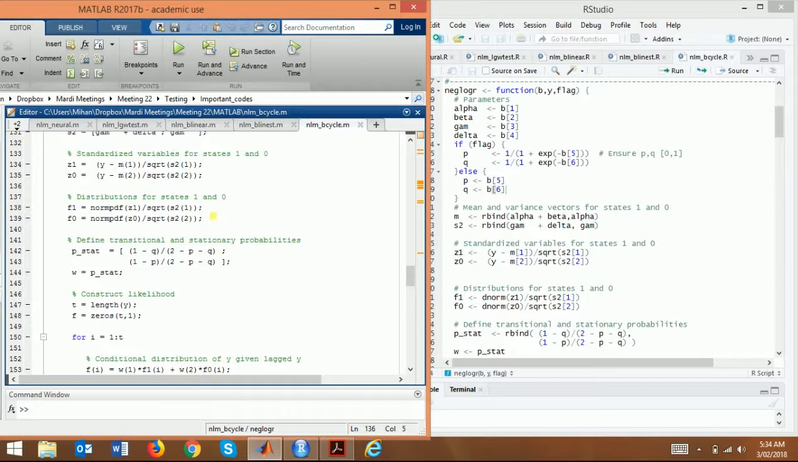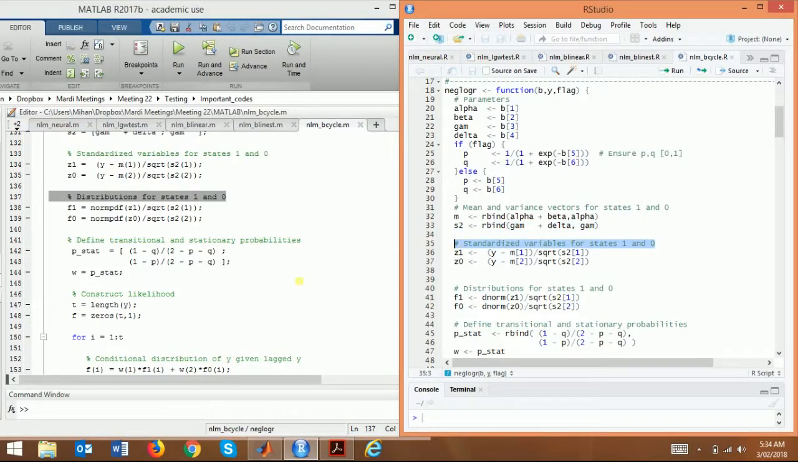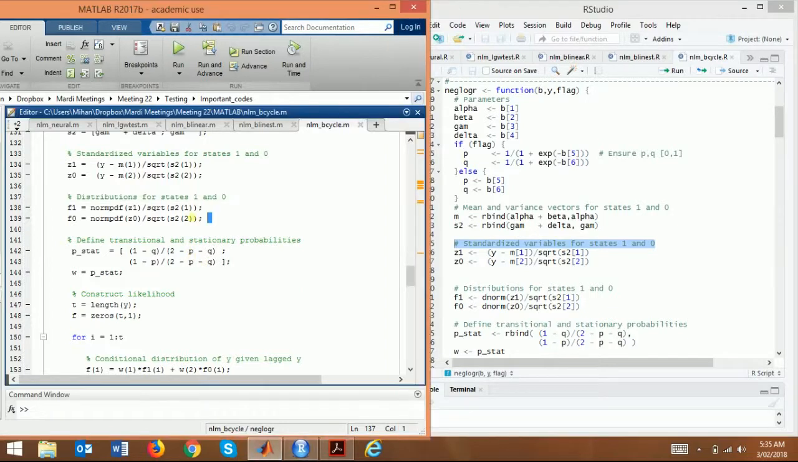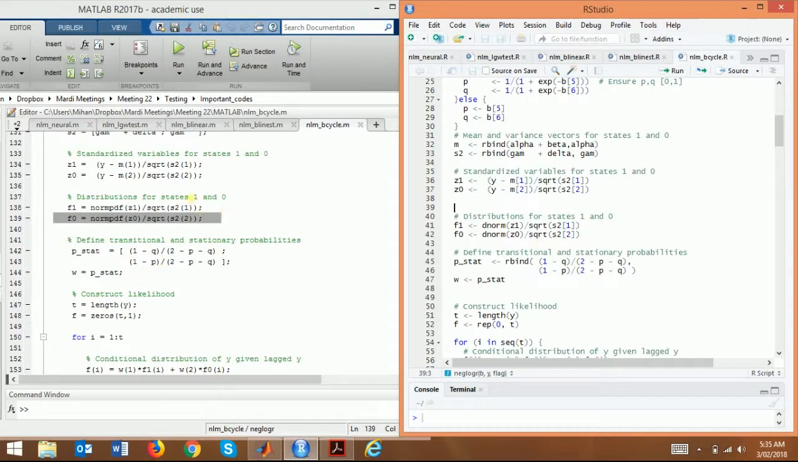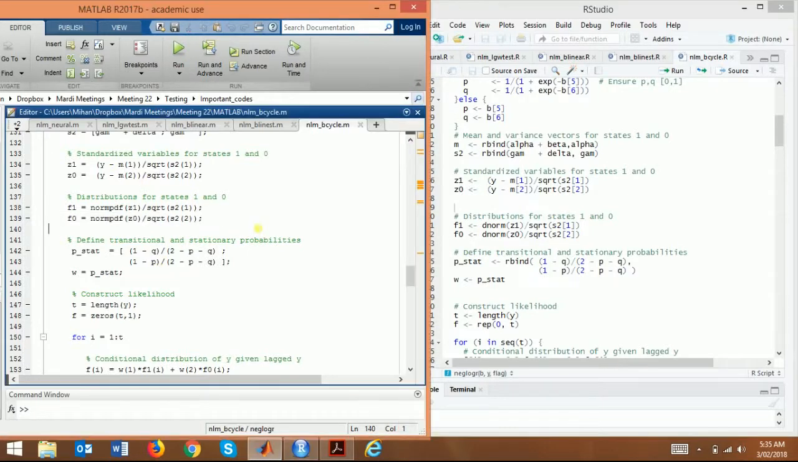So the distribution for sets 1 and 0. Now as we have standardized, we want to see their distribution too. We want to separate out f1 and f0. So normal probability distribution of z1 divided by square root, normal probability distribution of z0 divided by square root. Very simple, straightforward way to find distribution for 2 different states. The normal probability distribution, norm PDF, is expressed in R with the dnorm function. That is done only on z1. Then we divide with the variance again.